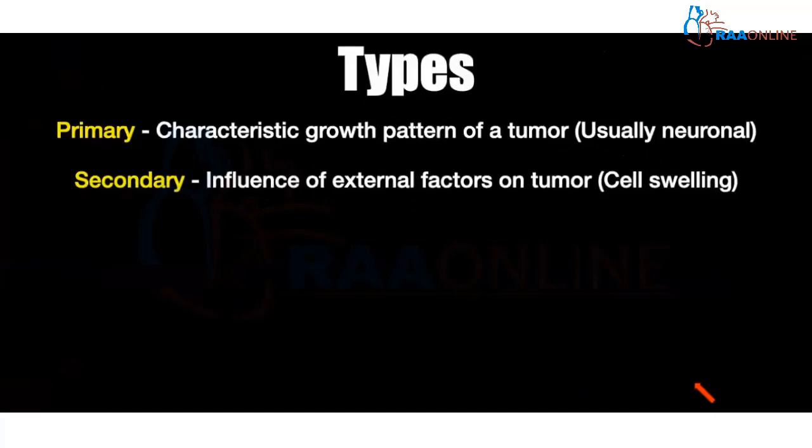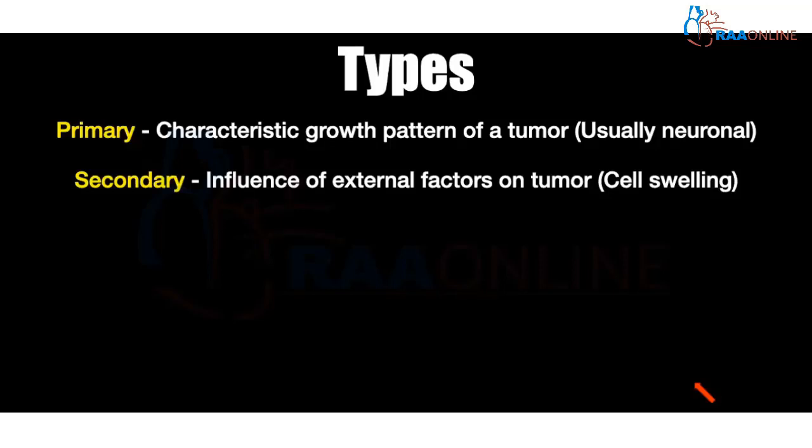What are the types of rosettes? Primary rosettes and secondary rosettes. This is one way of classifying the rosettes. Primary rosettes are the characteristic growth pattern of a particular tumor. Usually rosettes are formed by neuronal tumors. And secondary rosettes, you can see in any tumor. It is the influence of external factors on tumors.